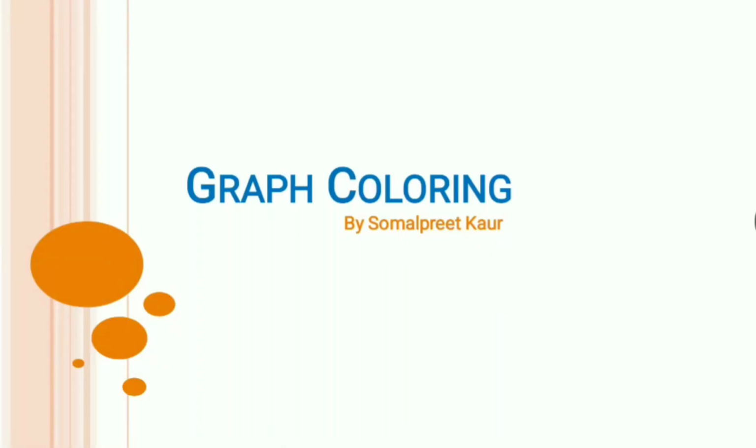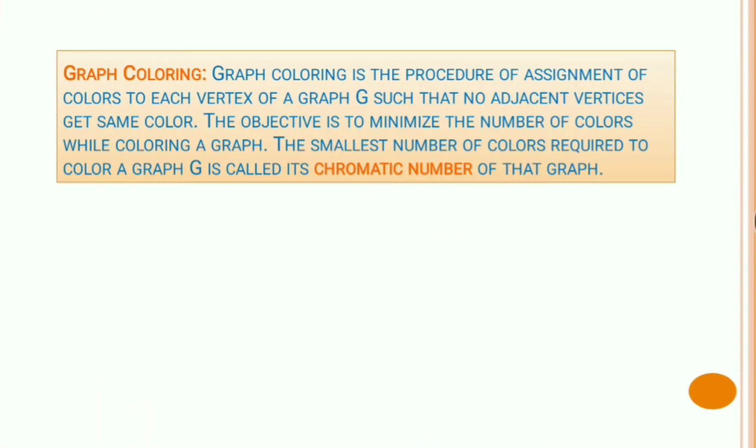Hello students, in this video we'll talk about graph coloring. You already know a graph consists of some edges and some vertices. So when we assign particular colors to the vertices, like red, green, blue, then that procedure is called graph coloring.